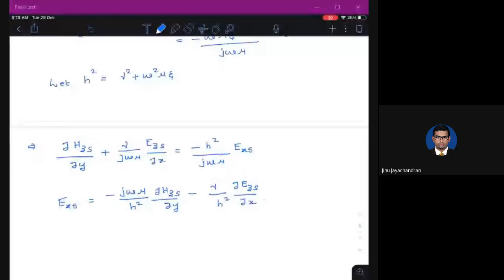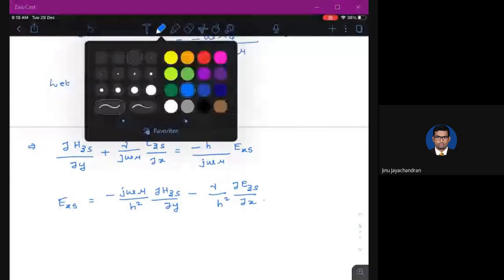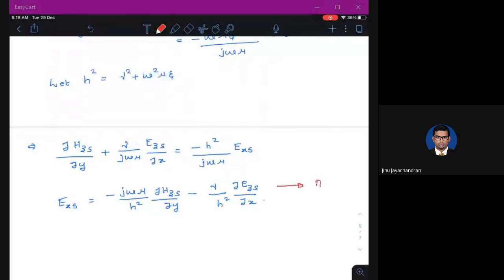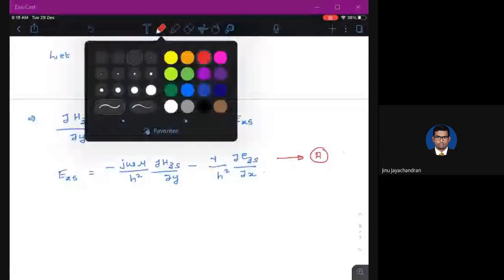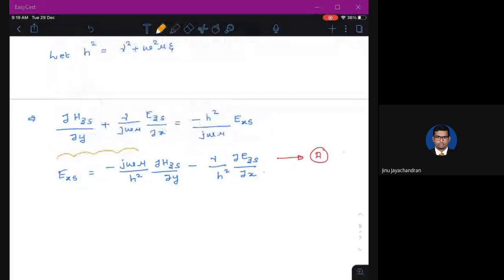And this is a very important equation. It's numbered as A. So we have found an expression for the electric field component along the x direction in terms of the electric field component along z and the magnetic field component along z. Both of these are components along the direction of propagation. Now this we have seen for Exs only.